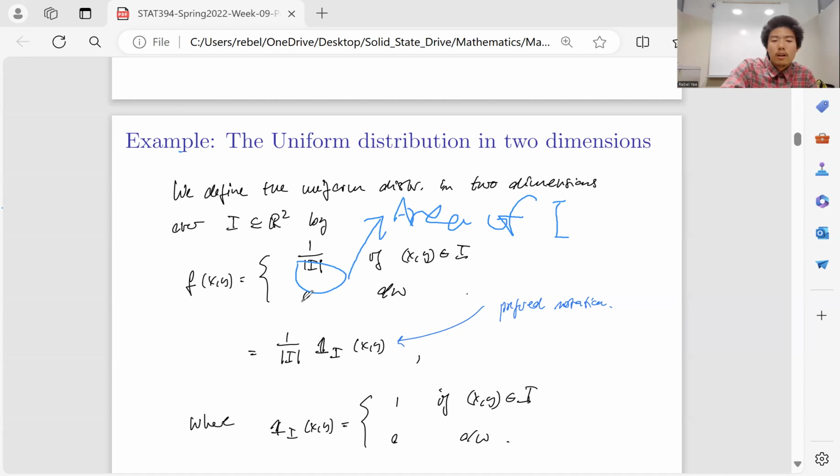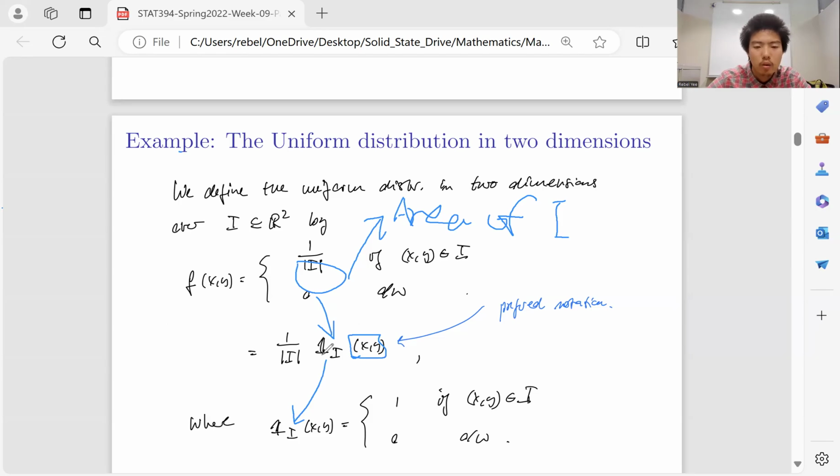Okay, this is the area of I. And if it's not in it, absolutely it's 0, right? Okay, and this one can be written in this form. What does the 1 here mean? The 1 here means if it's in that region, it's 1. If it's not in that region, it's 0. So this is the condition.